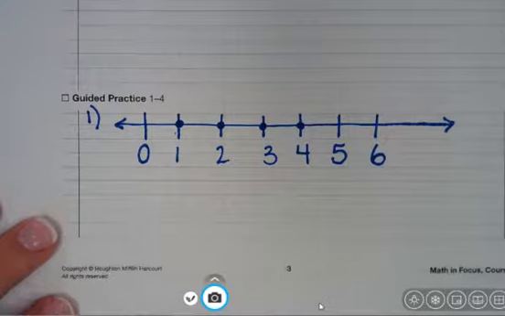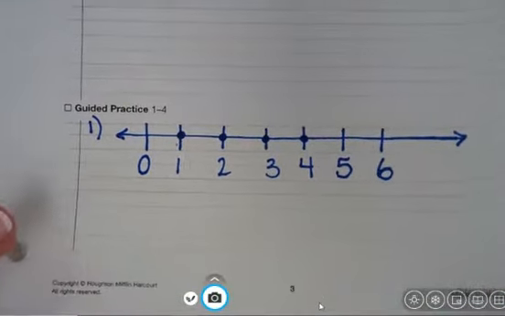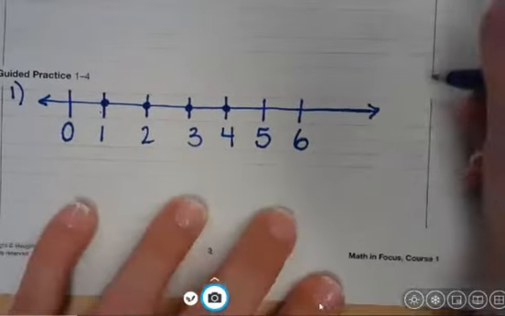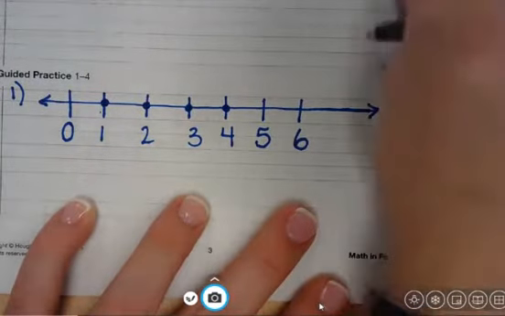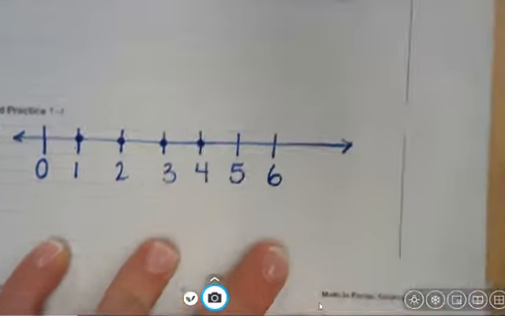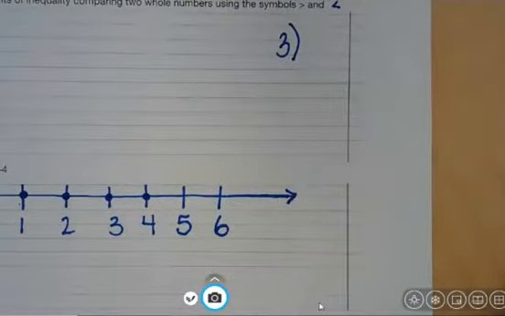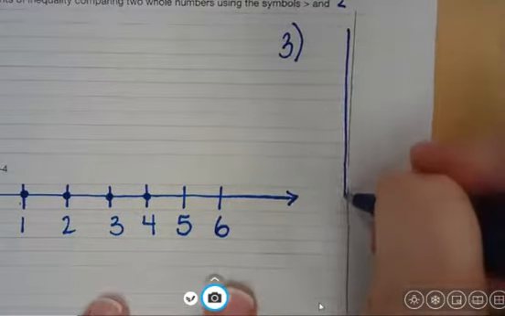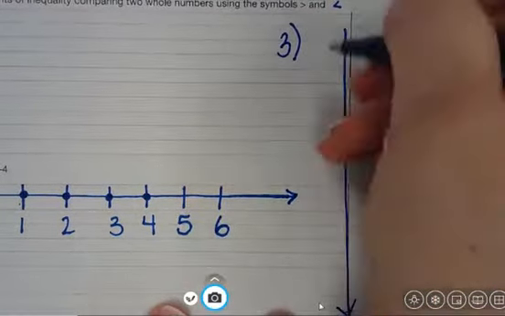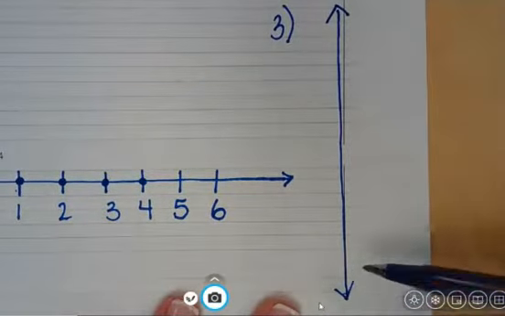But right before we do that, we're going to do a vertical number line to represent whole numbers. So we're just going to do that right here. So if we look at number 3 in your book, I'll just write it right up here. It says to represent odd numbers between 1 and 10 on a vertical number line. So vertical means it goes up and down like a column would.